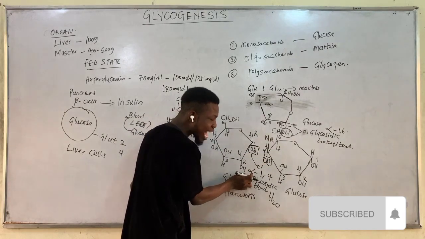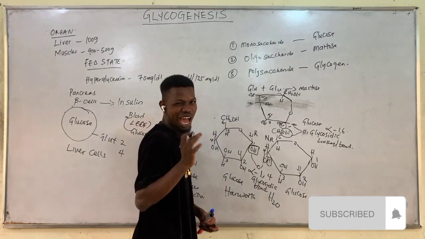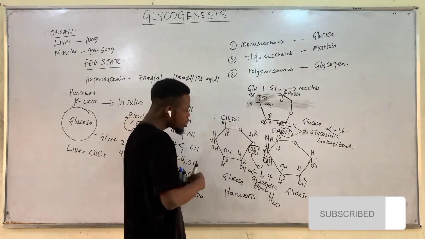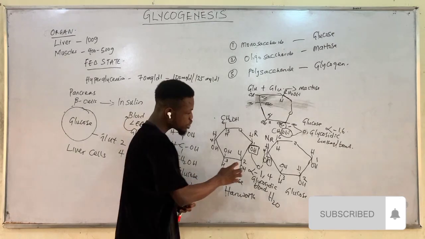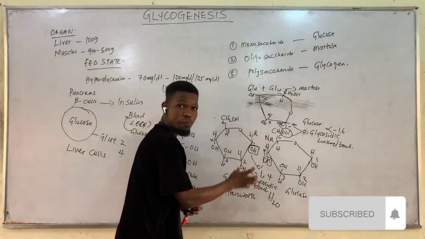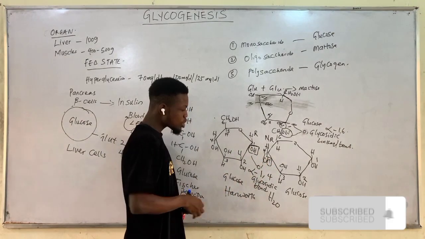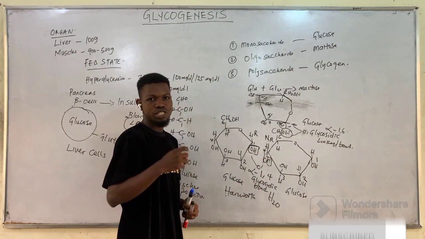You know, there are times when this OH might be down and this OH will be up, that's the beta one for glycosidic bond. But we are not concerned about that. We should lay emphasis on the word alpha, because the OH and the OH that want to form the bond are aligned. Do you get? So that is alpha 1,4 glycosidic bond.